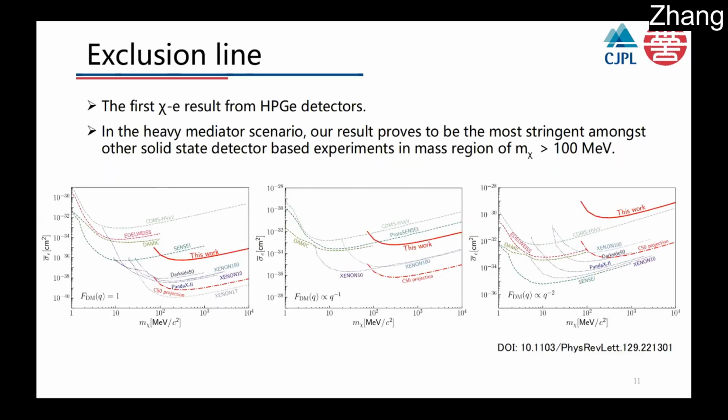And this is the first such result from high purity germanium detectors working at the temperature of liquid nitrogen. As you can see in this figure, in the heavy mediator scenario, our result proves to be the most stringent among all the other solid state detector based experiments in the mass range of larger than about 100 MeV. And this result was published in PRL last year.